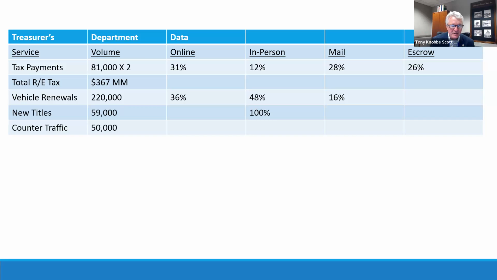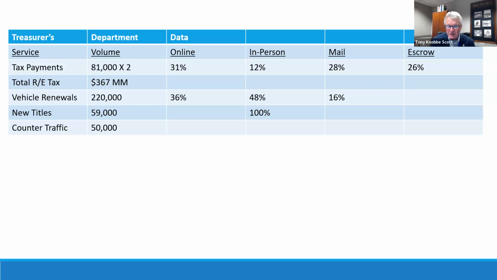My next slide will show you how those are moving for taxes, at least. COVID was, in this case, friendly to us in that more people are paying online and by mail than used to, and fewer are coming here in person. The escrow number is fairly stable at 26%, people paying their taxes through their mortgage payment. So again, total real estate taxes countywide of $367 million.